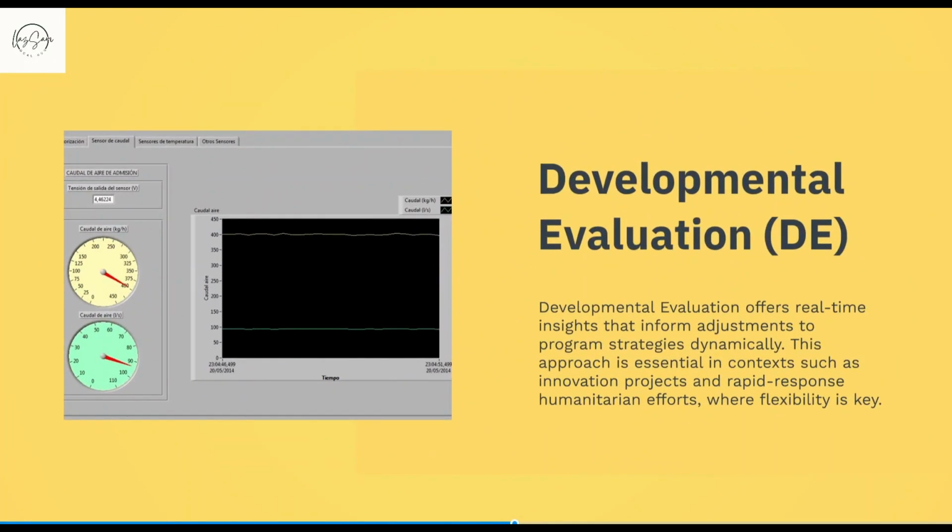Developmental evaluation. Developmental evaluation offers real-time insight that informs adjustments to program strategies dynamically. This approach is essential in contexts such as innovation projects and rapid response humanitarian efforts where flexibility is key.